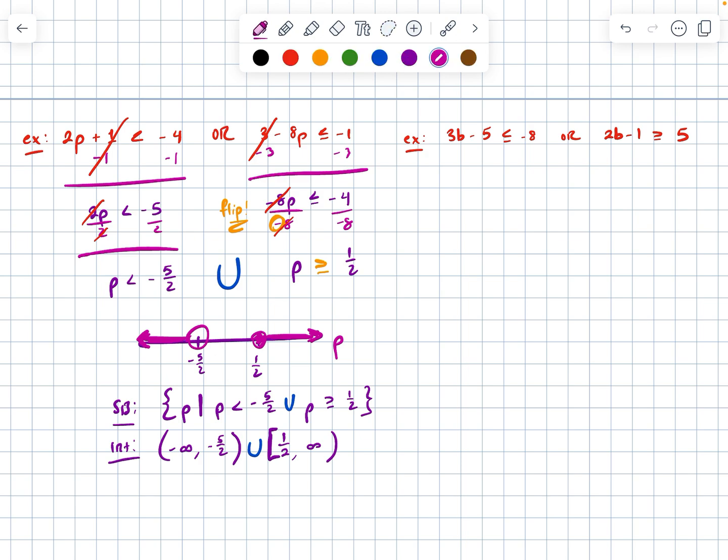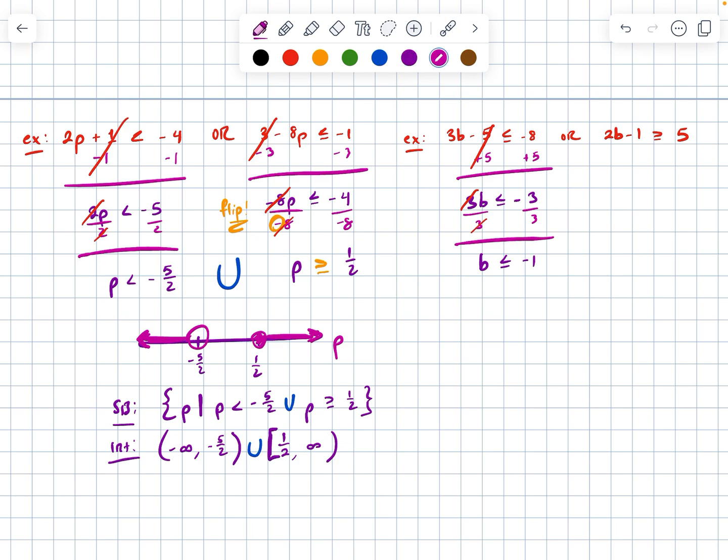Okie dokie, let's do it. 3b minus 5 is less than or equal to negative 8. I want to get b by itself. Easiest thing to do, let's start by adding 5 to both sides. So add 5 on the left, they cancel out. I've got 3b is less than or equal to negative 8 plus 5, which is negative 3. Divide both sides by 3 to get b by itself. On the left side, 3 over 3 is just 1b. And then I've got less than or equal to negative 3 divided by 3 is negative 1.